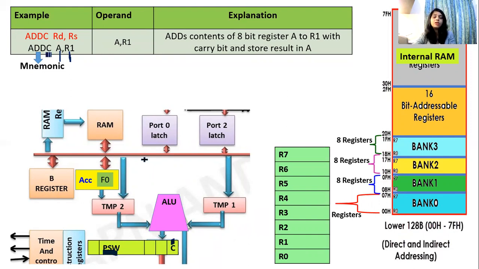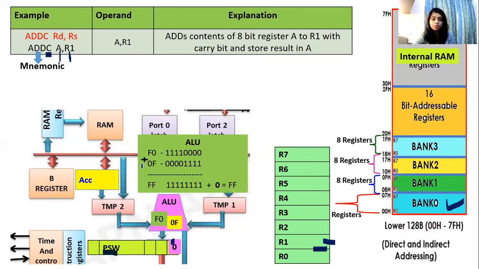Because C is there. Now what is the difference between this instruction and the previous instruction? Where is R1? R1 is again here. Let's assume we have already chosen bank 0. So suppose the accumulator holds F0 and this R1 register holds 0F. What happens in this instruction? F0 and 0F will enter the accumulator, and now addition will take place with this carry. Suppose the carry flag is 0. What it does is take F0 plus 0F, F0 from the accumulator, 0F from R1.